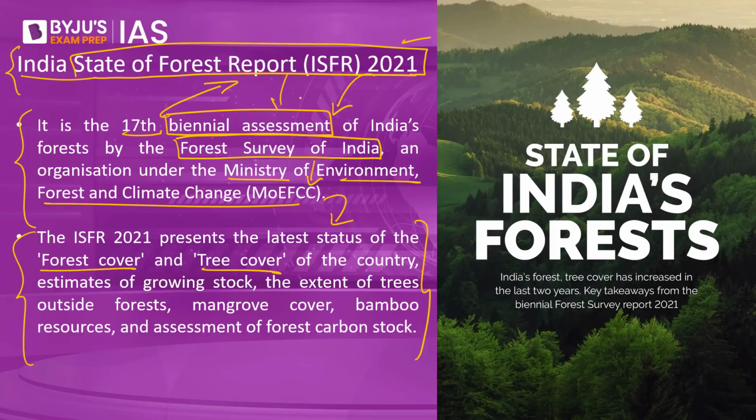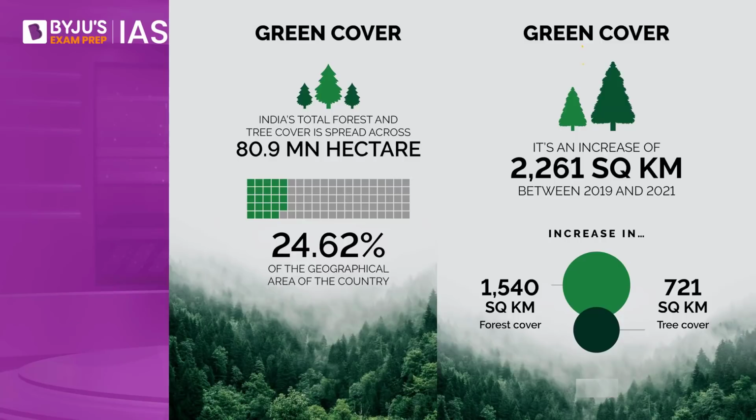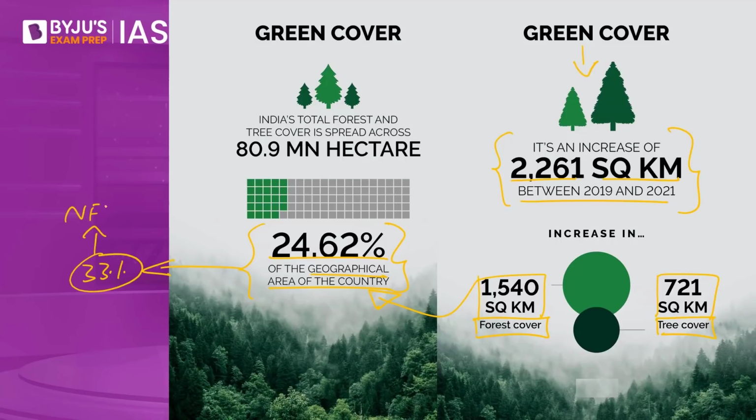Under this assessment, the report estimates the growing stock, the extent of trees outside forest areas, the mangrove cover, the bamboo forests, and the assessment of forest carbon stock in the country. According to the report, India's forest and tree cover has increased in the last 2 years, and there has been a 2,261 square kilometer increase in India's forest cover and tree cover. Forest cover has registered an increase of 1,540 square kilometers, and tree cover has registered an increase of 721 square kilometers. It's also important to take note of the fact that 24.62% of India's geographical area is covered with forests and trees, as compared to the 33% target that was laid down under the National Forest Policy of 1988.